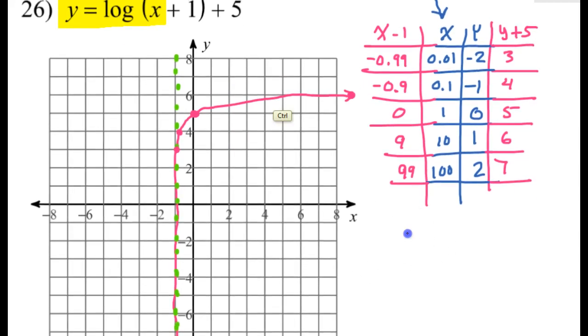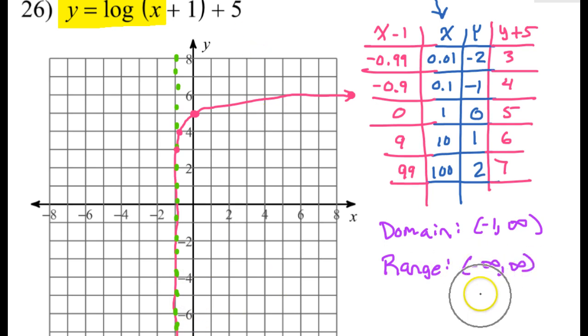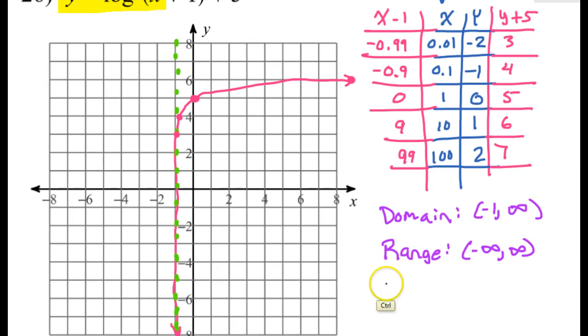Okay, so let's just answer those questions really quickly. So first of all, the domain. The domain goes from -1 to infinity, because it's from left to right, that's the x value. So -1 to infinity, make sure you use parentheses because the asymptote is never reached. The range. The range goes from bottom to top, so that's going to be -infinity to +infinity.